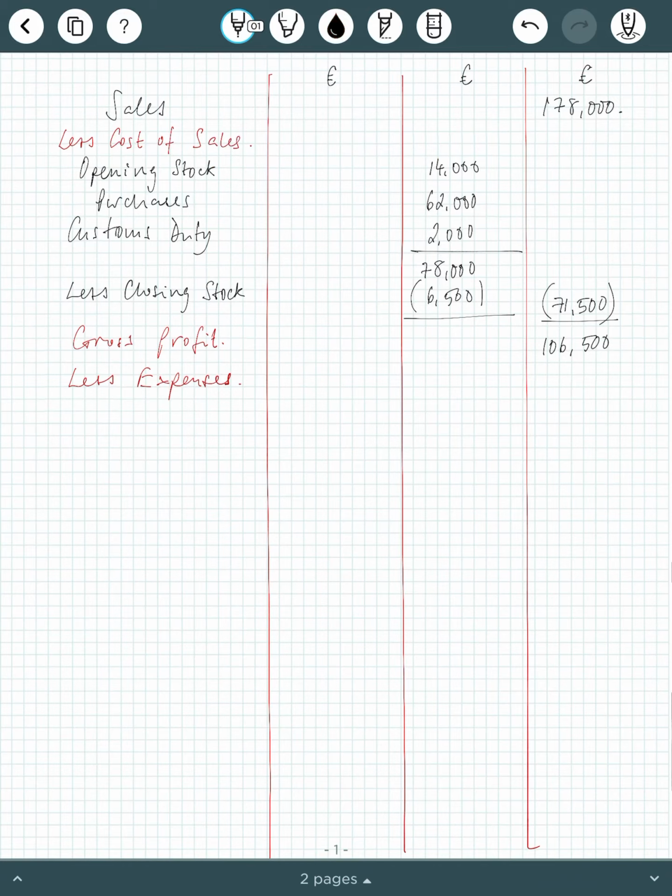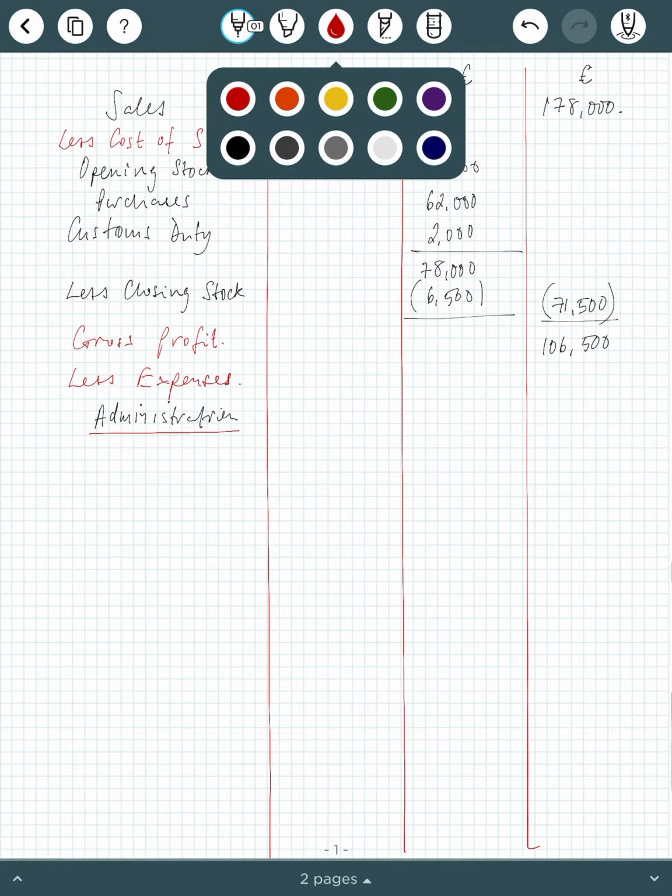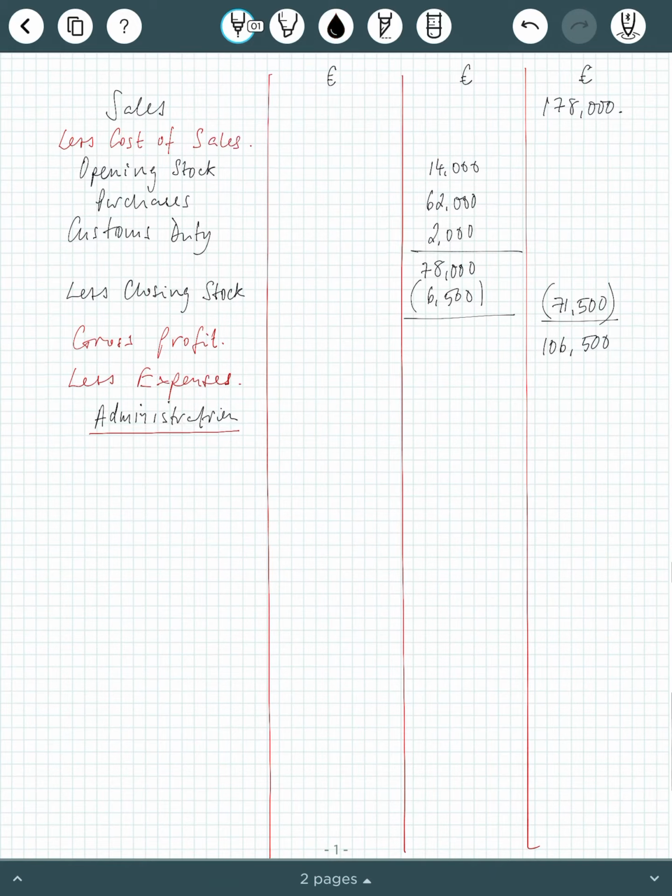Your types of expenses can be broken up into two. You can have administration. In short, you can just leave it as admin, but for the purpose today, I'll write administration. Administration costs basically mean that they have no direct association with sales. Looking down to this question, carriage outwards is delivering the products, so that's directly associated with selling. Therefore it wouldn't be considered an admin cost.